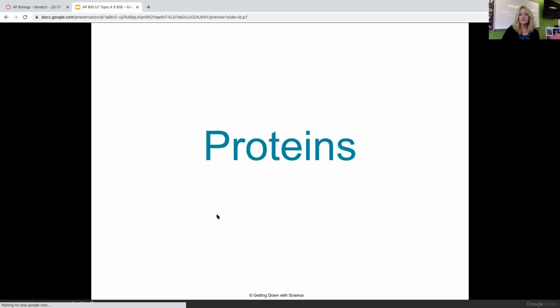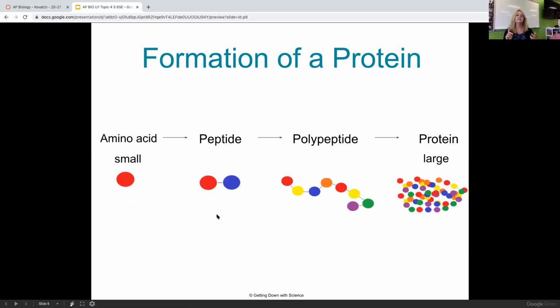Let's chat about proteins. So we had carbohydrates, now we're doing proteins. We're really big protein factories. So let's chat a little bit about that. In general, we can take a look at this diagram and we can see that an amino acid is the basic building block of a protein. It's sort of like the Lego, and you put many of those together and you get this big protein.